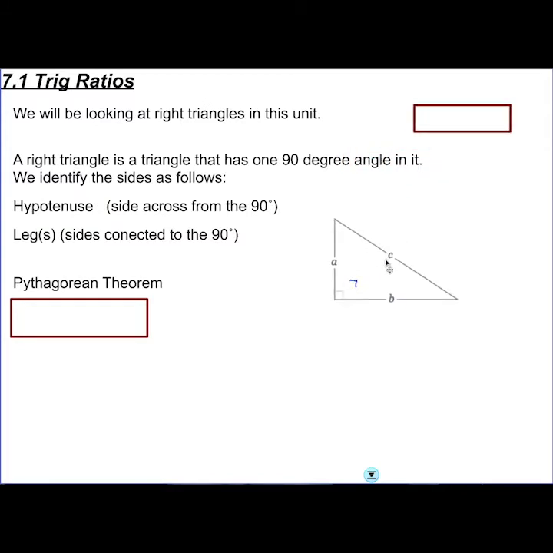First of all, this side directly across from the right angle is called the hypotenuse. All right, that's going to be important to know. Then these other two sides, these two sides that are connected to our right angle, are called the legs of the triangle.